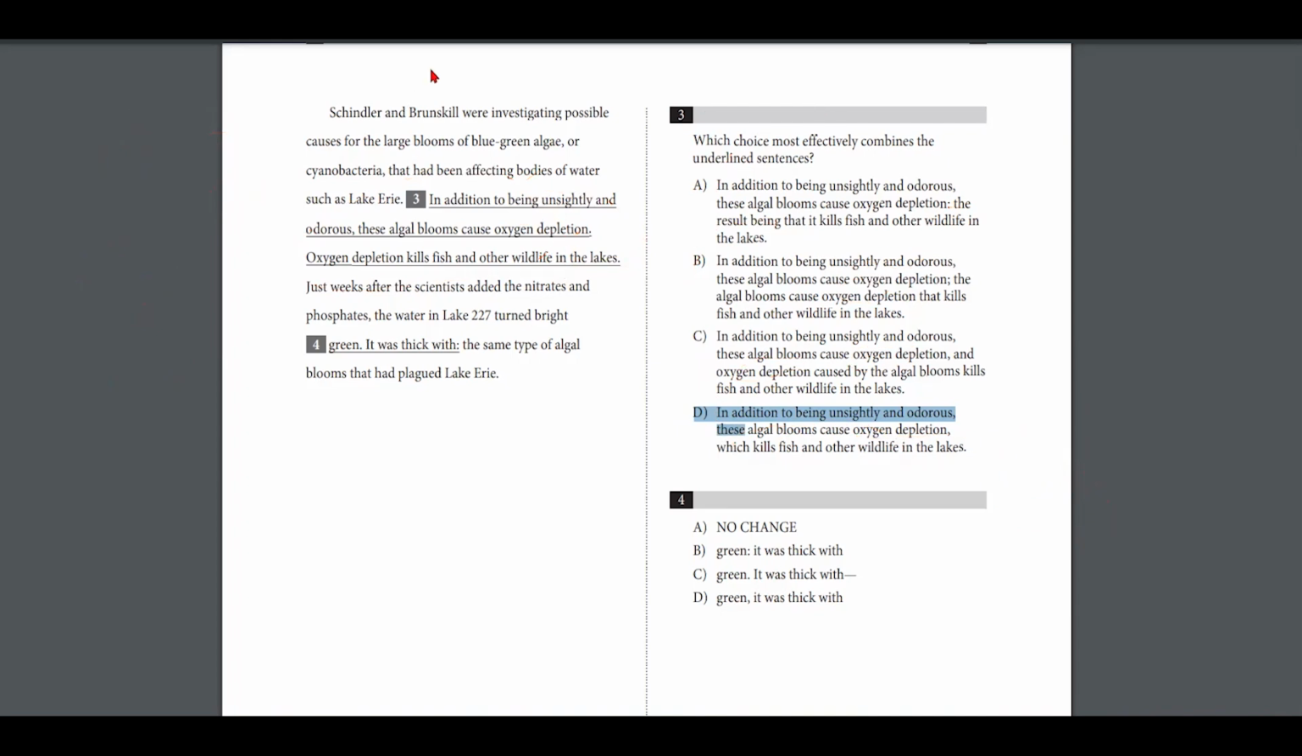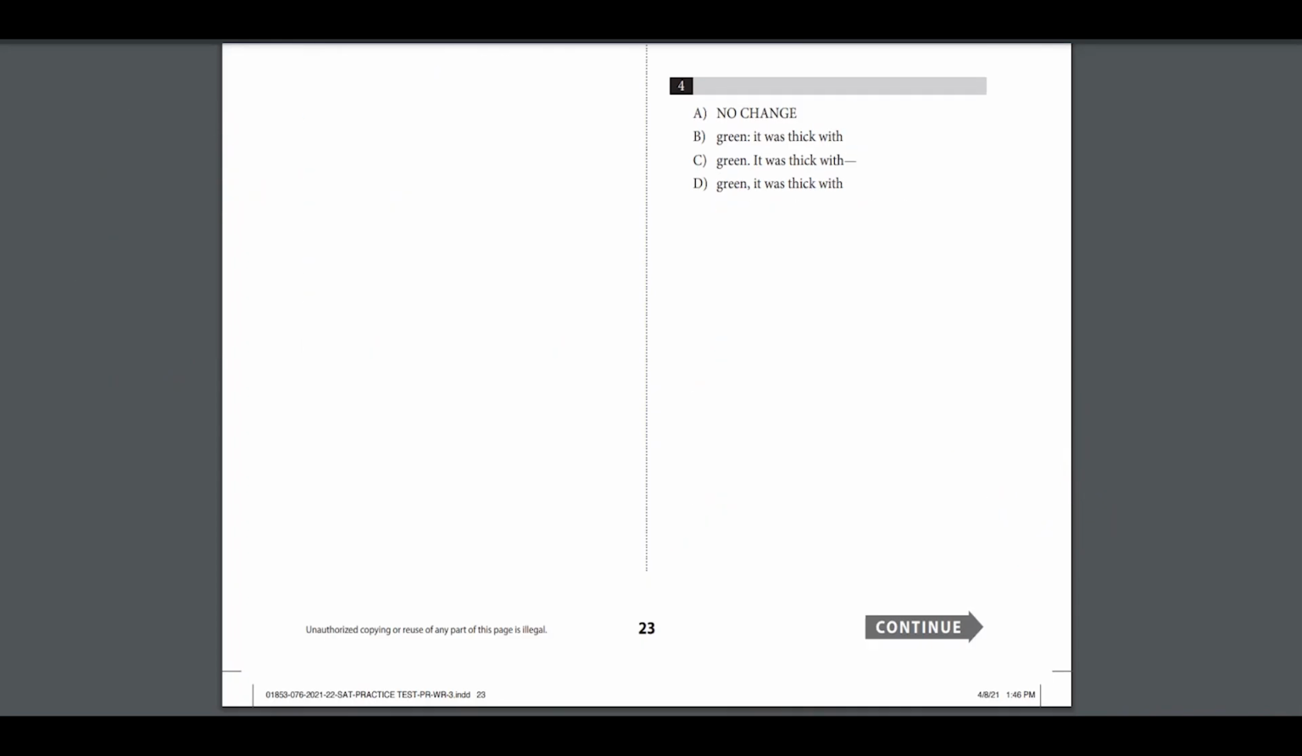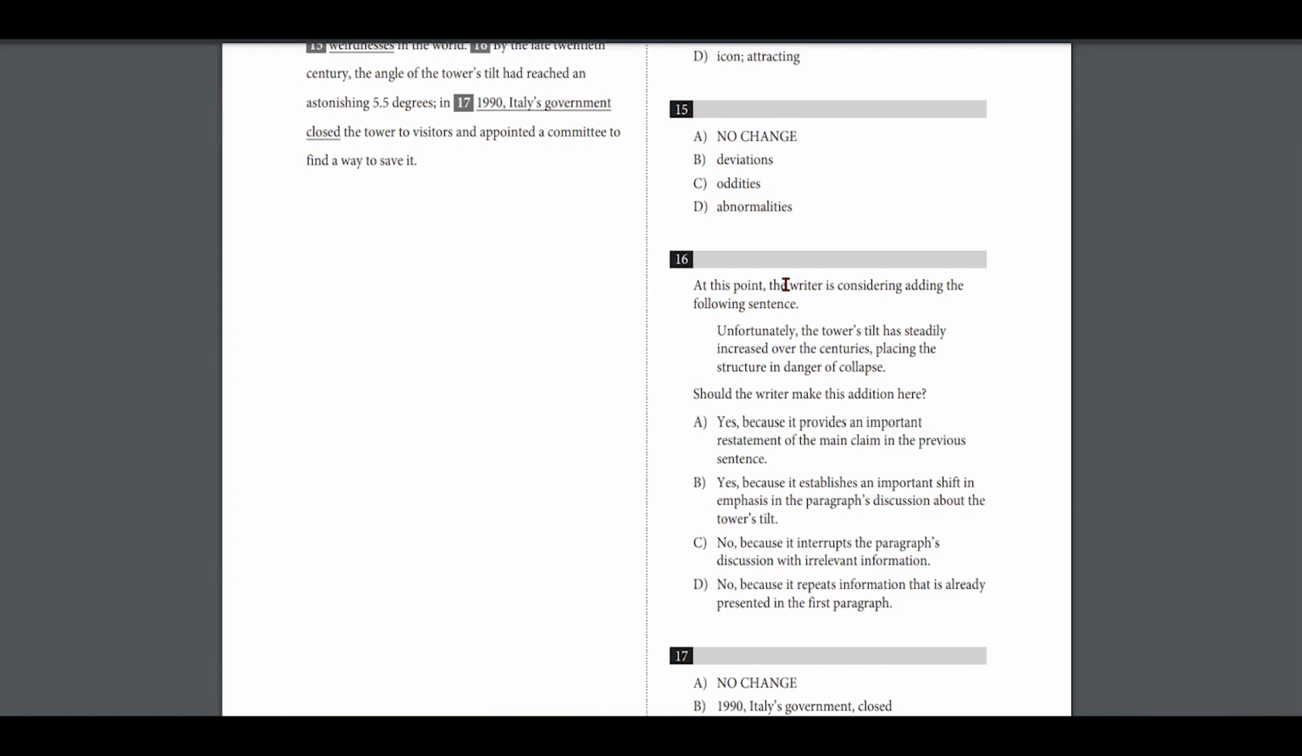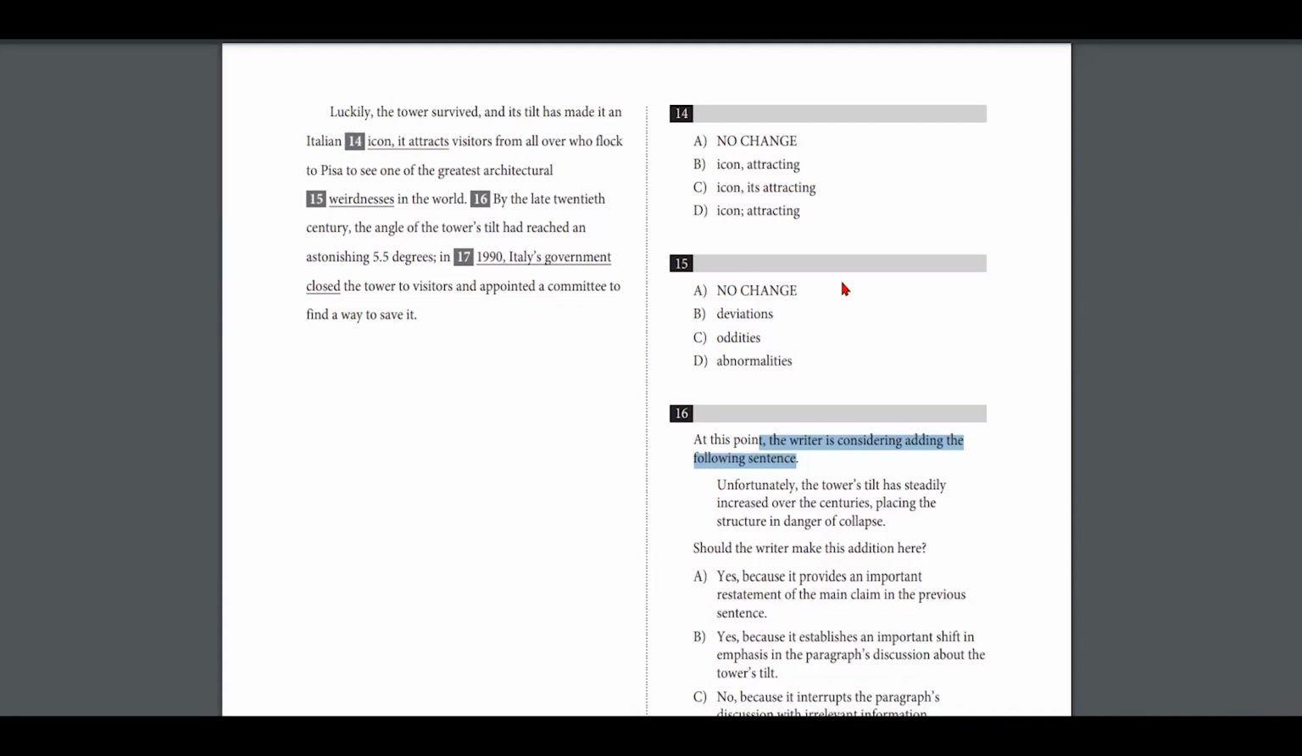What's the next question you missed here? Only 5 more. Question 16. Okay. At this point, the writer's adding this following sentence. Okay, there are 2 things we consider whenever we're adding things. What are those 2 things? Relevance and redundancy. So, is it relevant? And does it say the same thing that's already been said in the passage? All right, so if it's relevant, then good. If it's redundant, then bad. But if it passes both of those requirements, that is to say it's relevant and it's also not redundant, then absolutely include it, right?